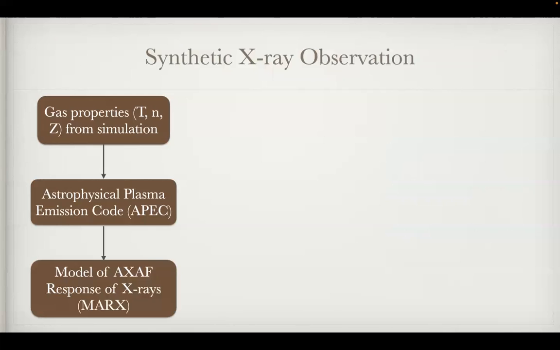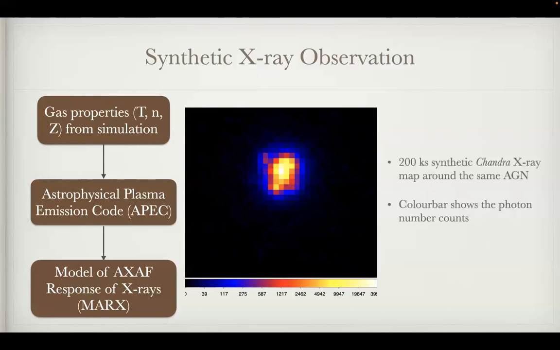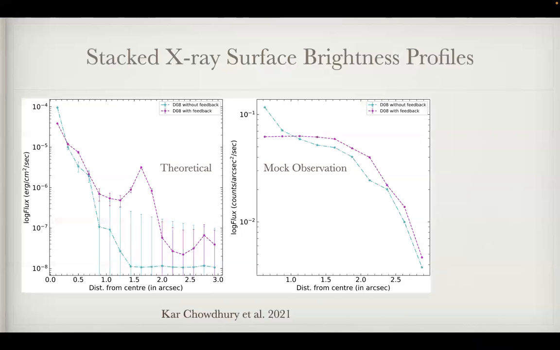And so we have performed this synthetic X-ray observation with the help of a photon simulator called the Model of AXAF Response to X-rays, or MARX. This is a ray tracing simulator of the onboard Chandra X-ray telescope. So here you can see the synthetic X-ray map of the same system that I showed in the previous slide. And this is a 200 kilosecond synthetic Chandra X-ray map, and the color bar shows the photon number count.